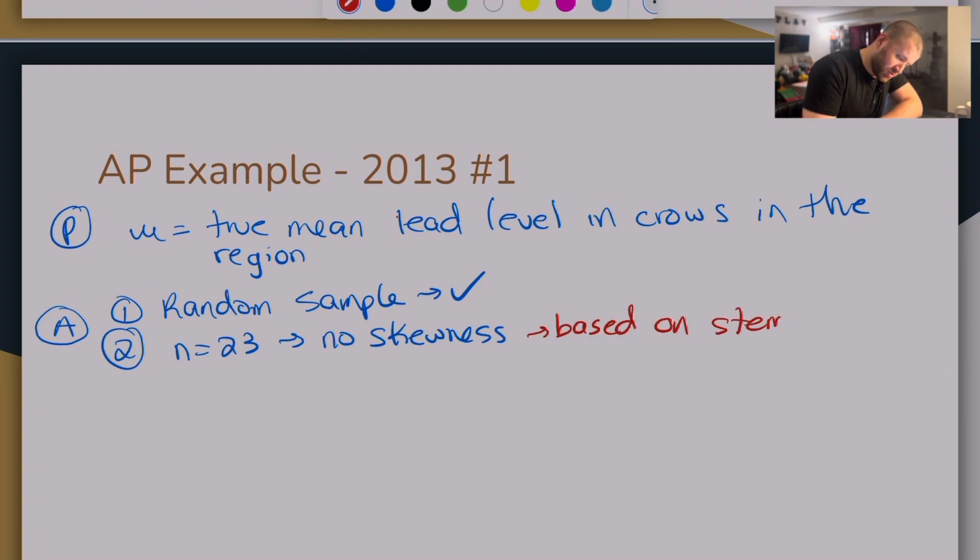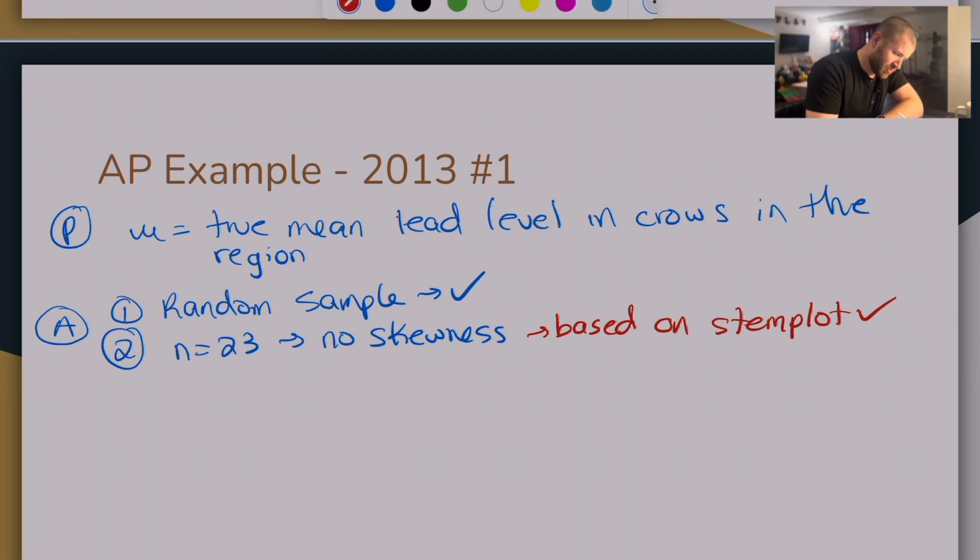Now the other thing you could do here is you could make a box plot if you were given the raw data like you were here. But if you're already given a graphical display, use what you're given. You are given it for a reason.